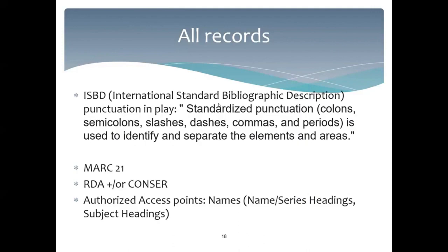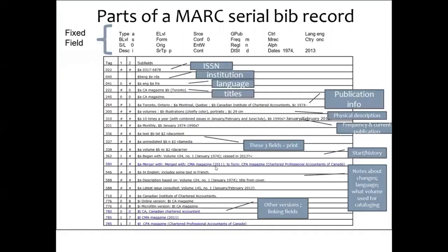We also have authorized access points in play, and this will be our names, our name and series headings, our subject headings. We're not going to talk too much about authorized access points in this class other than series headings, because we don't really cover subject analysis in this class, and we don't really cover creating name authorities. But I will point out some places and some things about names and subject headings when it comes to series. So I'll try to make sure to point those things out as we go along.